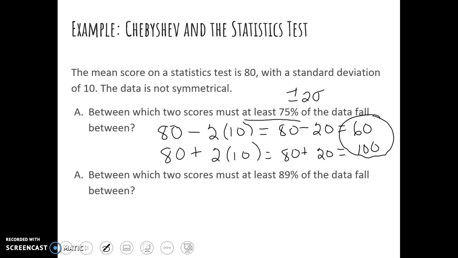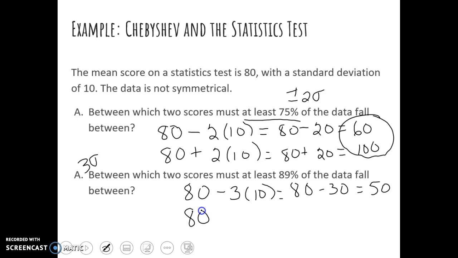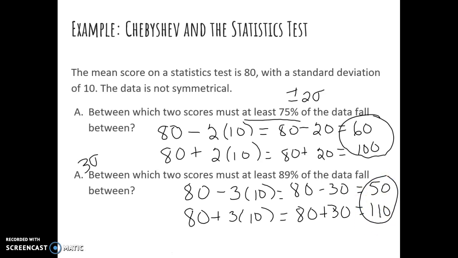Then it says between which two scores must at least 89% of the data fall. So 89% of the data is 3 standard deviations. So I'm going to start with the mean of 80, and I'm going to subtract 3 tens. And that would be 80 minus 30, which would be 50. And then I'm going to add 3 tens. So 80 plus 3 tens is 80 plus 30, and we get 110. So at least 89% of the data is between 50 and 110.